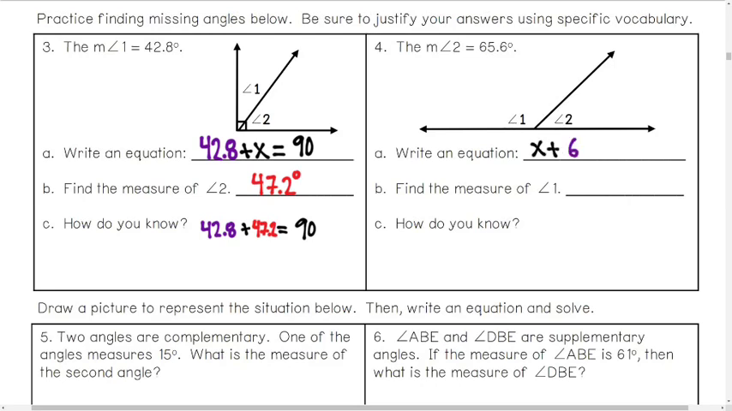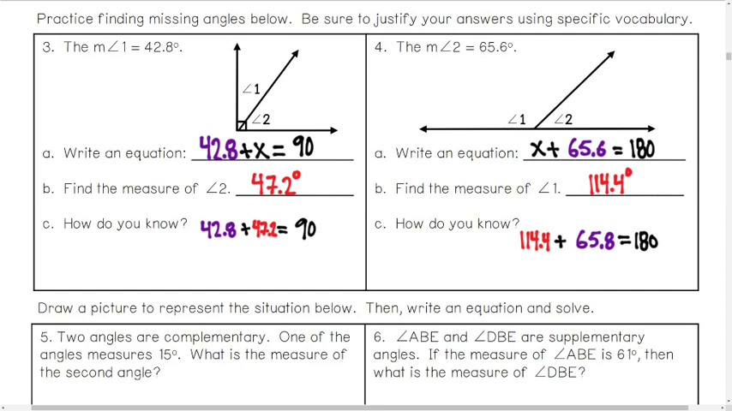It's supplementary, so I would set it equal to 180, and the measure of angle 2 is 65.6 degrees, so I would have x plus 65.6 equals 180. Then I would subtract 65.6 from both sides, and I would find that angle 1 is 114.4 degrees. I know this because in my equation, if I substitute that back in for x, it does add up to 180. Our vocabulary for this one is supplementary. Because it's supplementary, I know this has to equal 180.